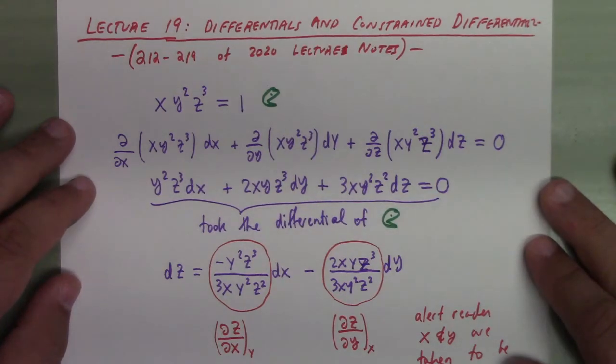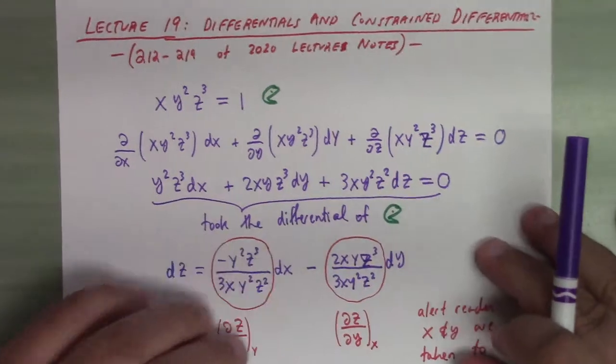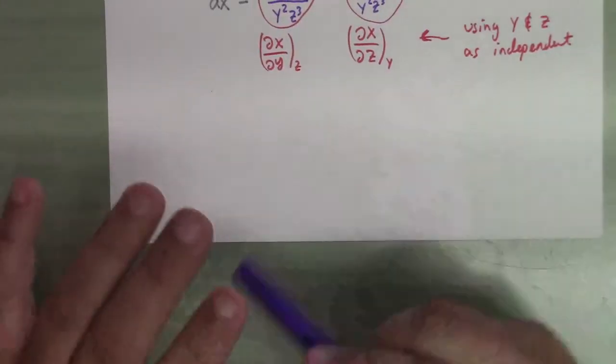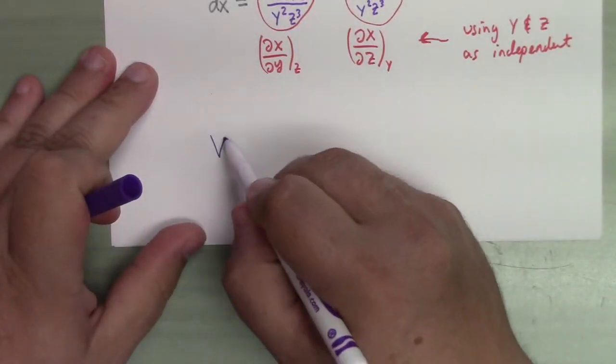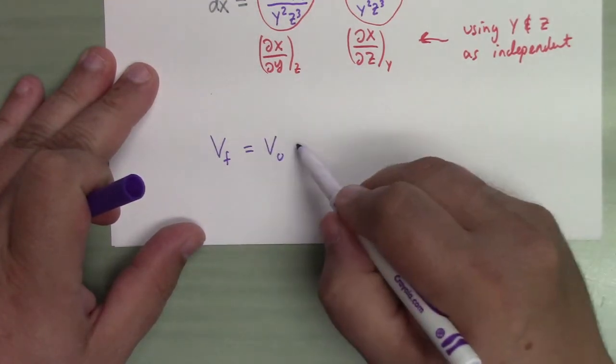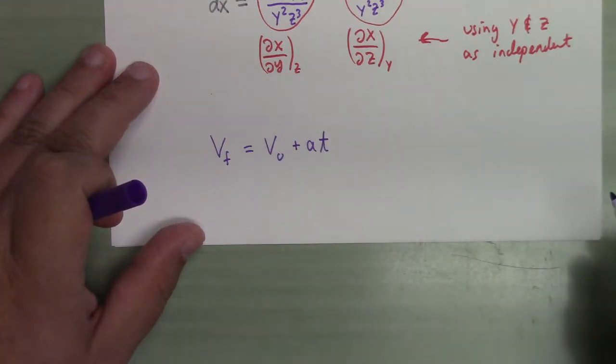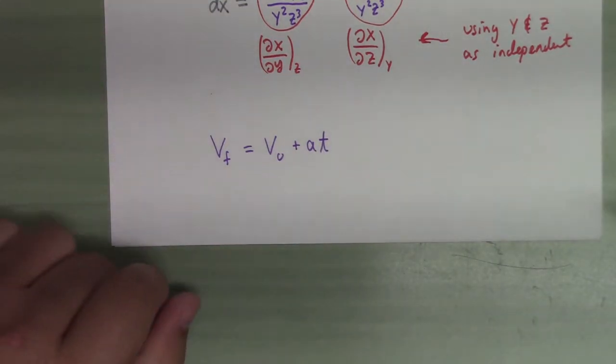Sometimes I have an equation in physics. I always give this as an example. Here's an equation we have in physics. I'm sure you guys have seen it before, right? The final velocity is equal to the initial velocity plus acceleration times time. There's an equation in physics.